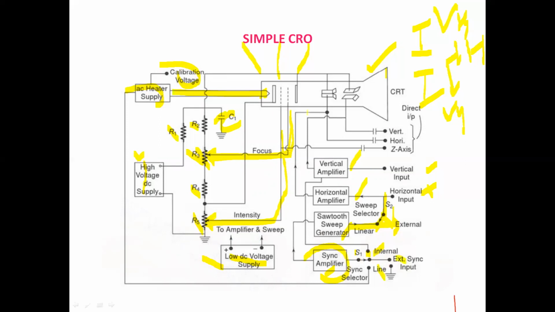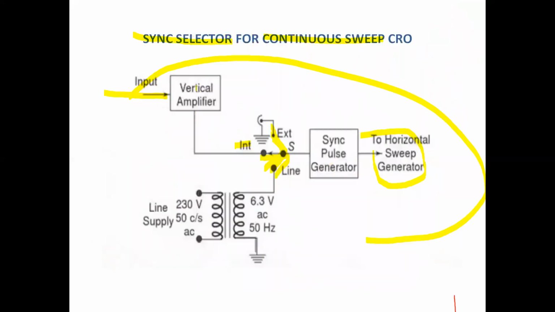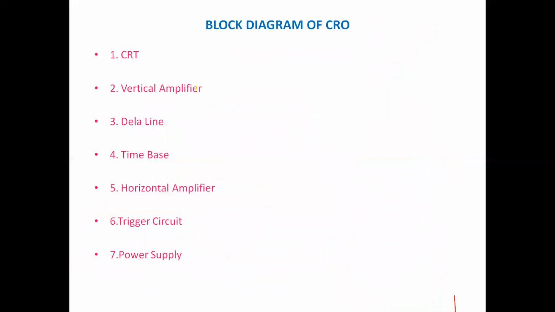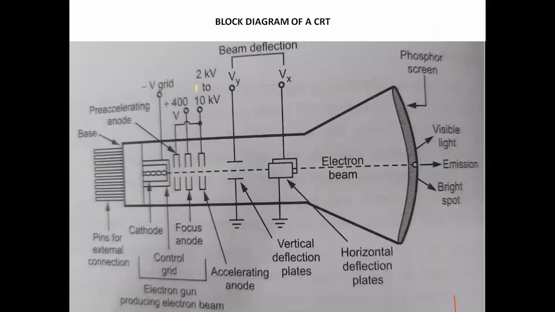So this is the internal structure of the CRO. With this we have completed the block diagram of the CRO. It is very, very important. First of all, you have to draw this diagram, label the blocks, and explain each and every block. Depending upon the marks, whether it is given for 7 marks or for 14 marks directly, you have to write accordingly.